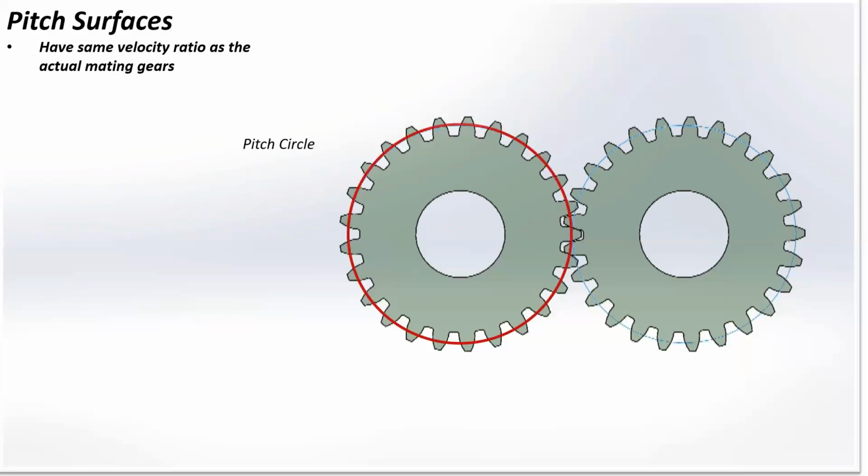Pitch circle. Imaginary circle that rolls without slipping and is coincident with the pitch surface. Pitch point. The point of contact between the pitch circles is known as pitch point. The diameter of pitch circle is known as pitch circle diameter and is represented by d suffix p.